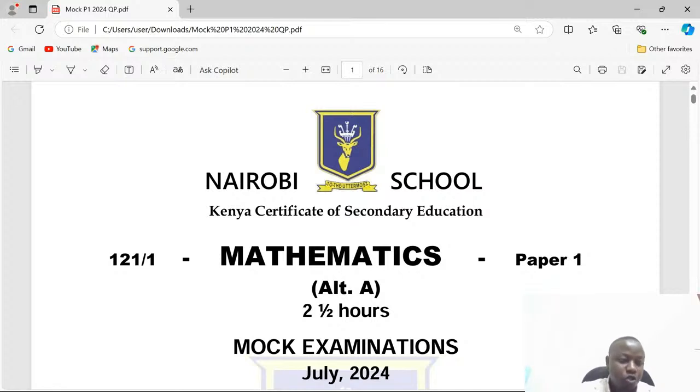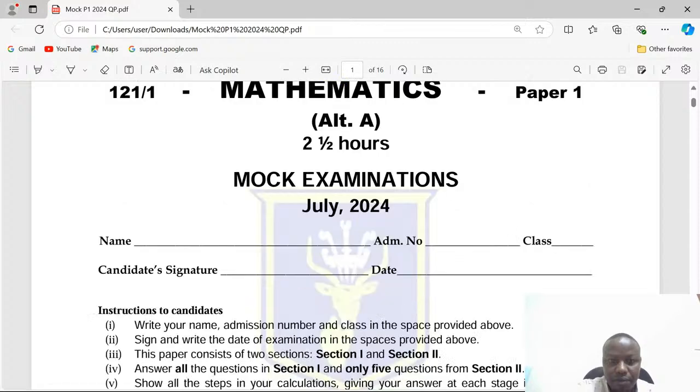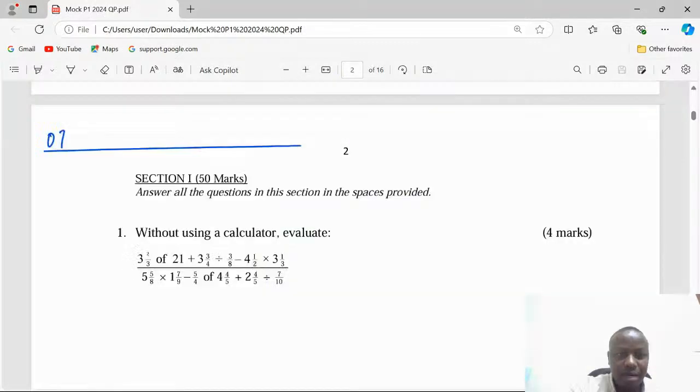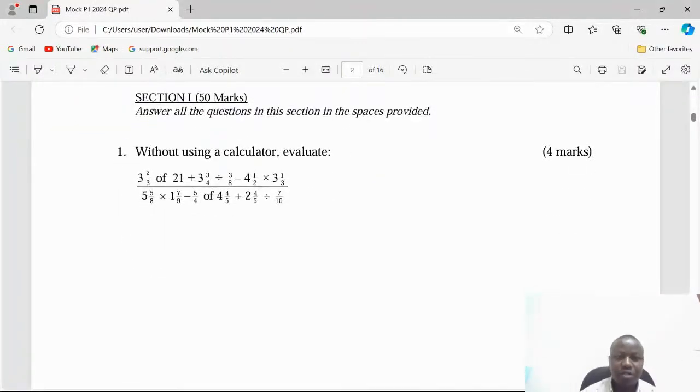Allow me to go to the questions directly now. The question is instructing us to evaluate without using a calculator. Then we are given some fractions there.